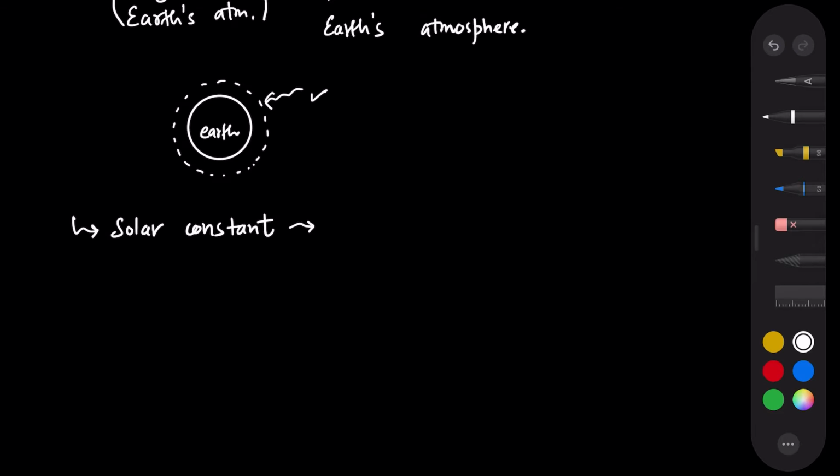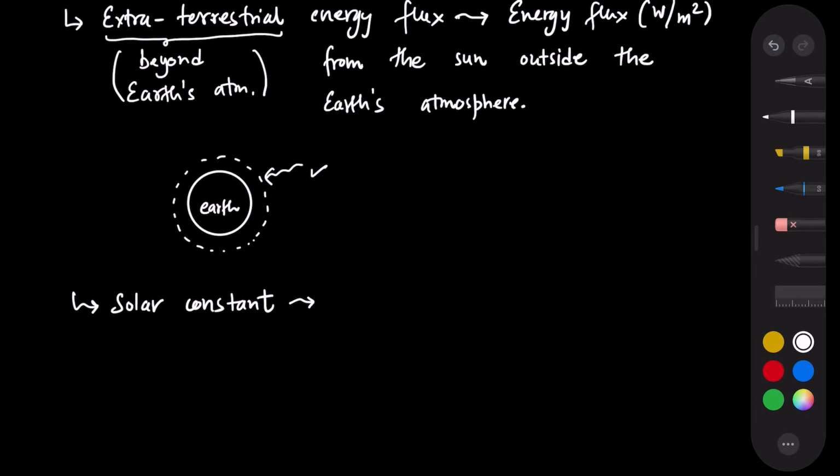Now, first of all, solar constant. The concept of solar constant is very similar to the extraterrestrial energy flux. Solar constant is the radiation energy received from the sun on a unit area perpendicular to the rays of the sun at a mean distance of Earth from the sun. Okay, so first of all, let me explain it.